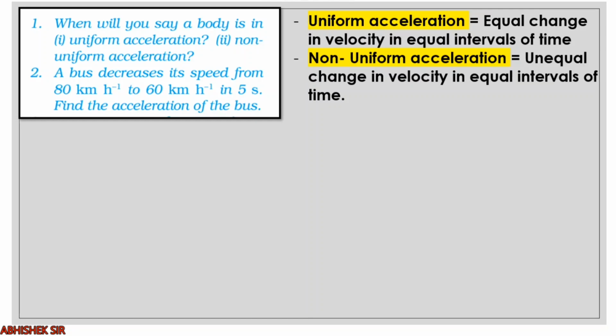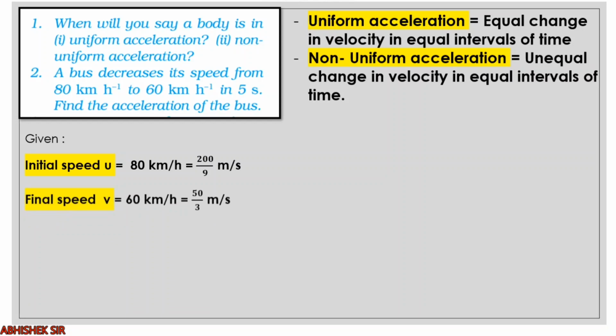Next question. A bus decreases its speed from 80 km per hour to 60 km per hour in 5 seconds. Focus on what is given. Given is initial speed, that is 80 km per hour. Don't forget, we have to change this into meter per second. So 200 by 9 meter per second. Final speed 60 km per hour. We have converted into meter per second, 50 by 3 meter per second. The time taken was given, 5 seconds. Now we have to find out the acceleration, that is v minus u by t.